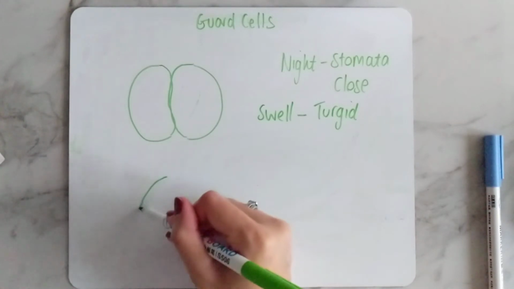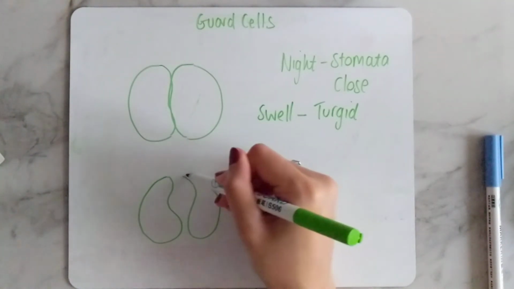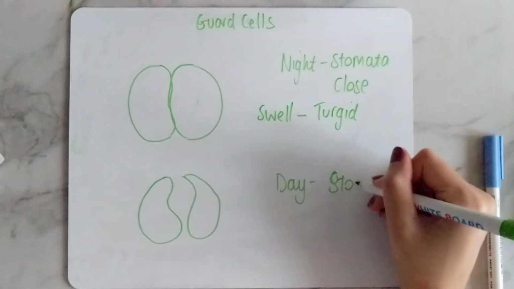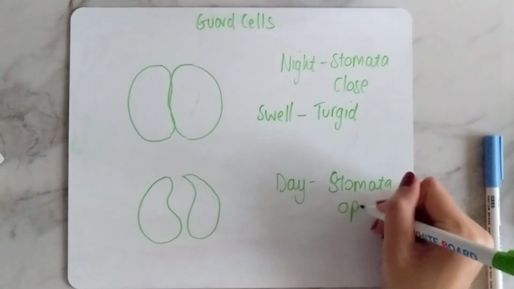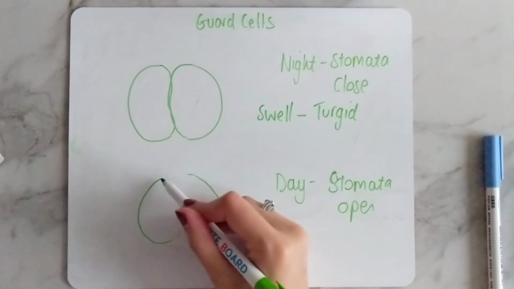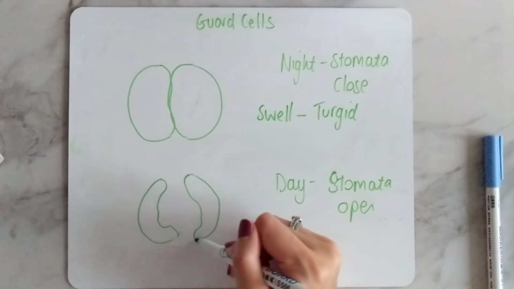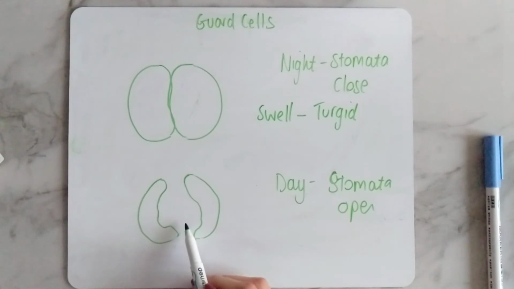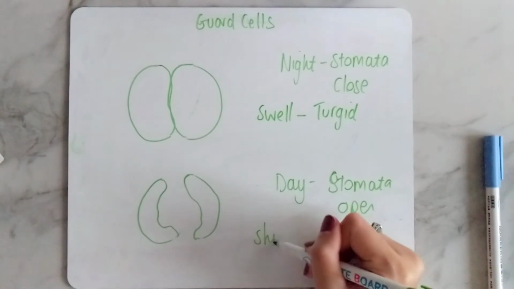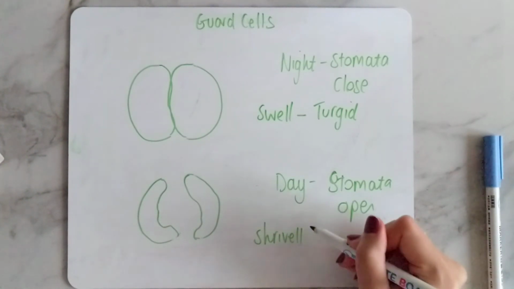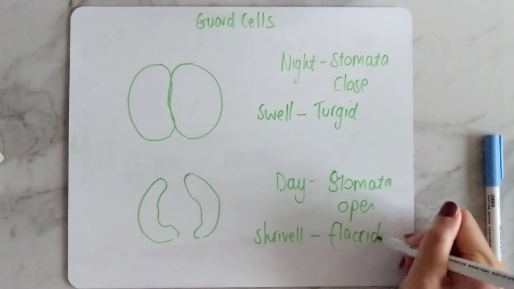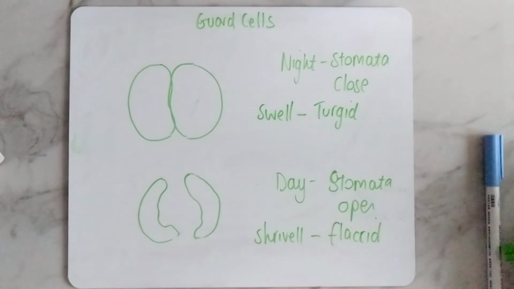The opposite can happen during the day when we want to open the stomata. Water is lost and the guard cells shrink and shrivel up. So can you see now that that gap is open? So they shrivel or shrink. So shrivel, and this is known as becoming flaccid. So they lose water, shrink and shrivel, and the stomata are now open.